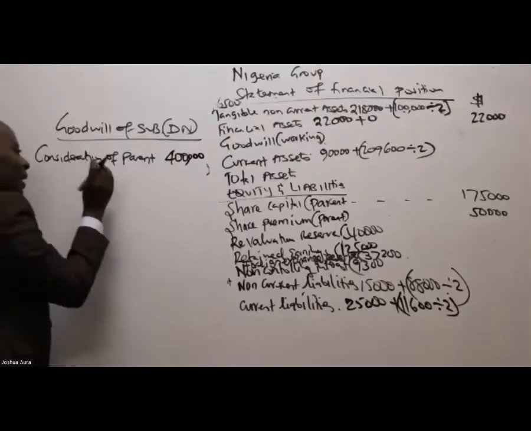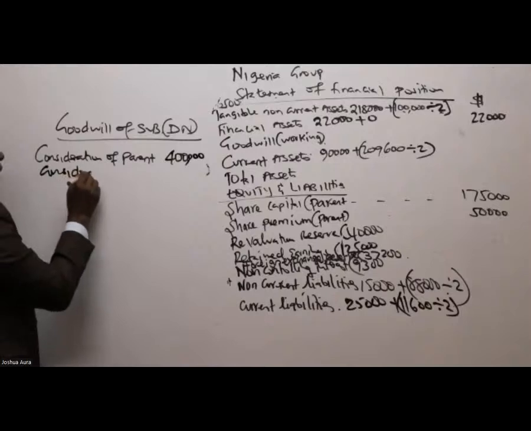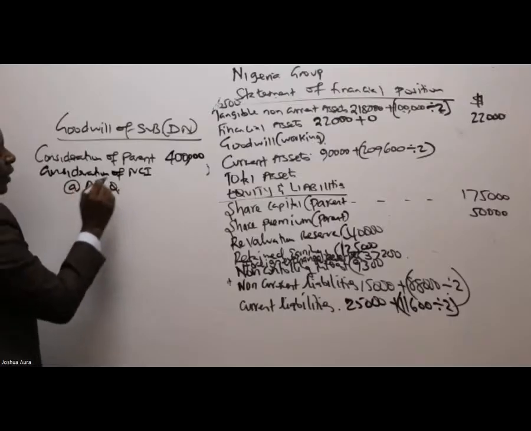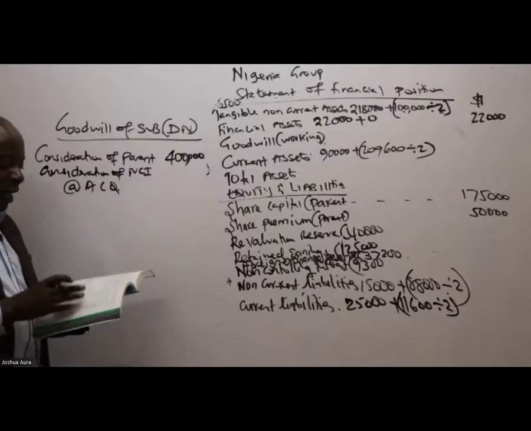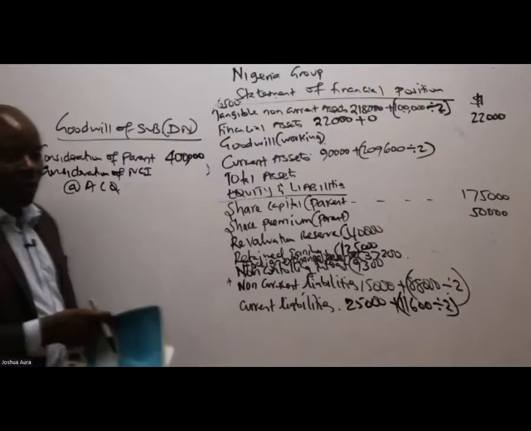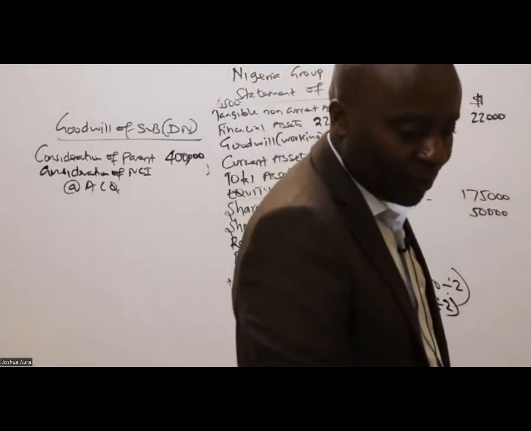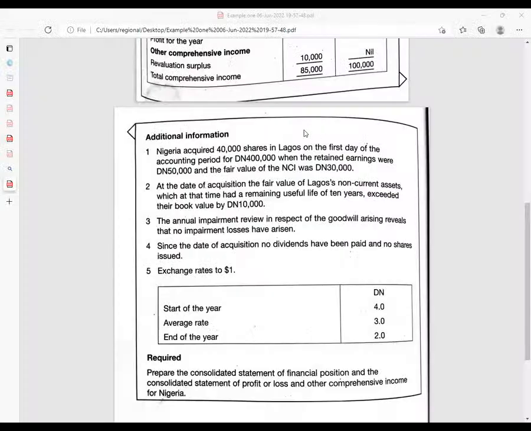Now, of course, the parent never bought this subsidiary 100%. We have the consideration of NCI at acquisition. Are you able to see what NCI was worth at the date of acquisition? Have they given us NCI at acquisition? The fair value, and so on.